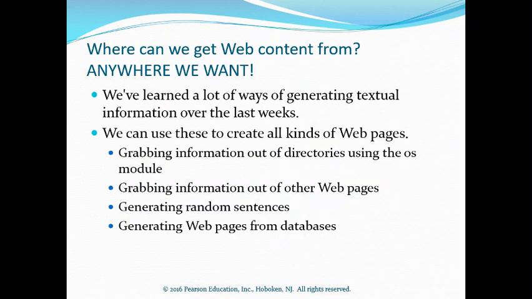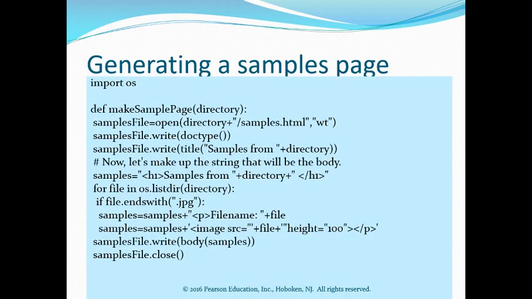So where can we get web content from? Anywhere we want. We've learned a lot of ways of generating textual information over the last couple weeks. We can use these to create all kinds of web pages, grabbing information out of directories using the OS module, grabbing info out of other web pages, random sentences, generating web pages from a database, and so on and so forth. So what about generating a sample page? In this example, we pass in the directory. It opens the samples.html file and writes from the directory.